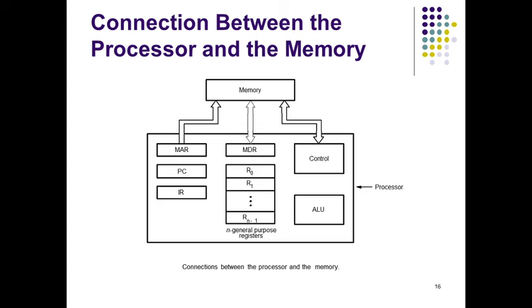So the next important concept is the connection between the processor and the memory. As you can see in this figure, it shows how the memory and processor can be connected. It will also show a few essential operational details of the processor that have not been discussed yet. The interconnection pattern for these components is not shown explicitly, since here we discuss only their functional characteristics.